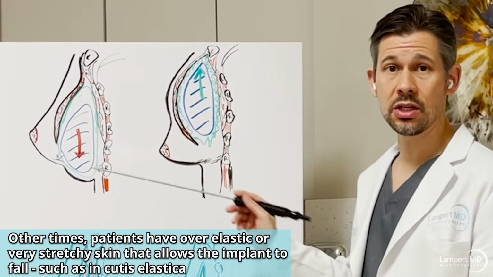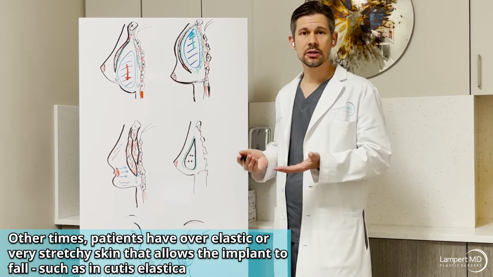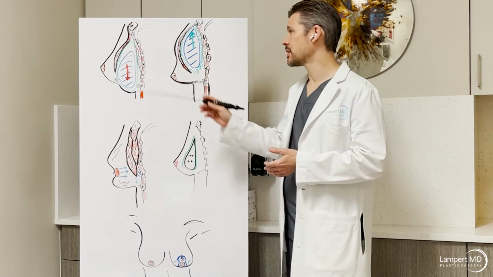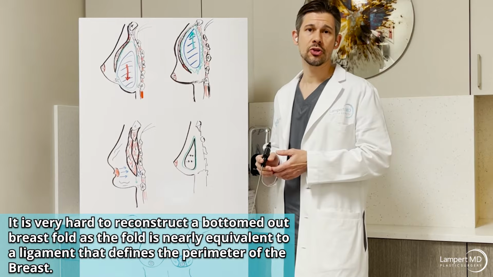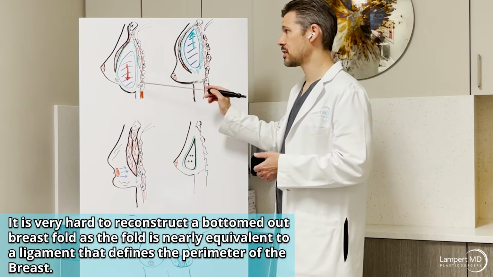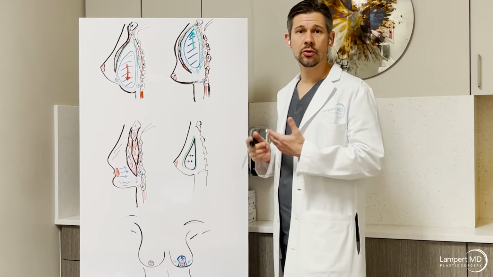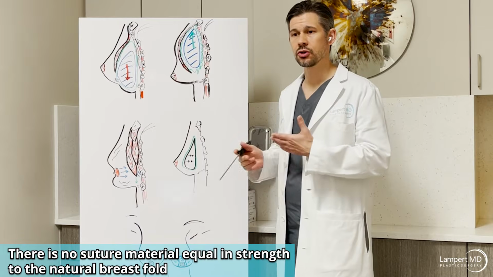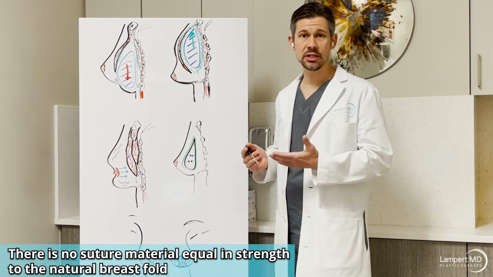You can also see this problem in patients who have very poor quality skin. For some reason, some patients have much weaker, thinner skin that stretches out a lot more. So this can happen in those patients. And to be honest, those patients are some of the hardest patients to treat because you can get this implant back up and reconstruct this breast fold, and the skin will just stretch out and the tissues will just stretch out. So some people have those problems, cutis elastica, there's a couple other actual diseases, but some people just have stretchy skin.